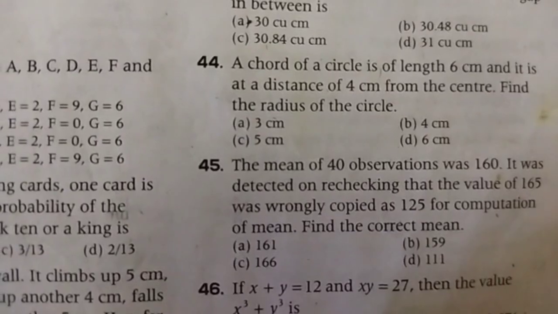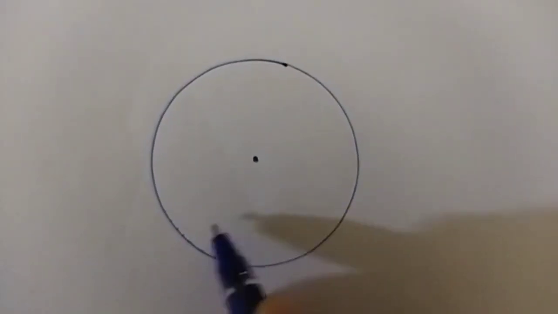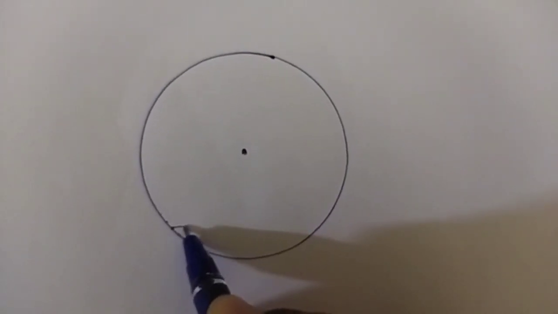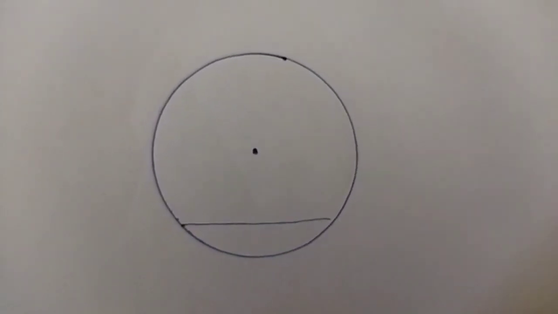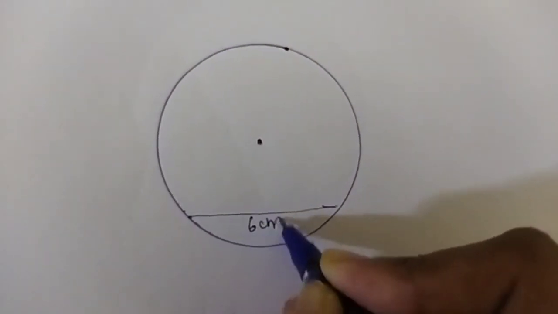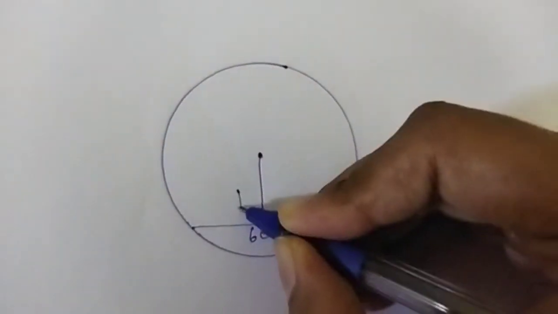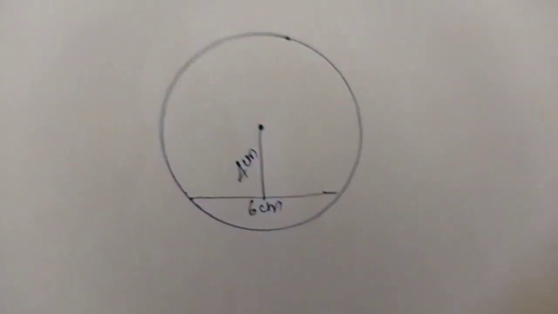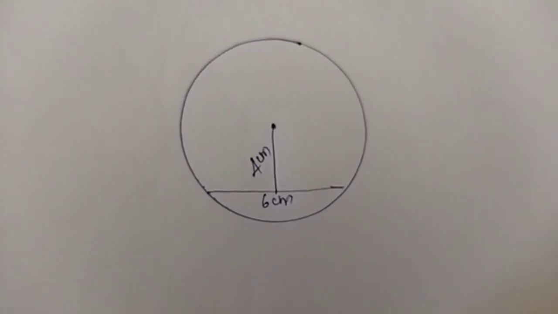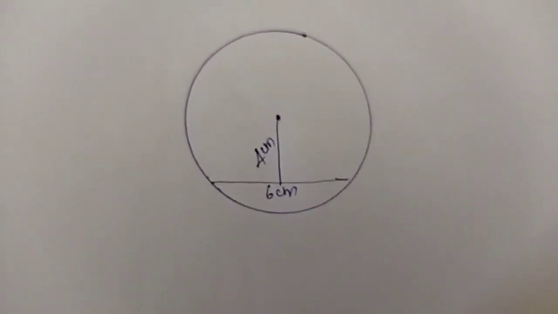So listen here. Let me take this as a circle and this is the center of the circle. Now I am drawing a chord. So this is the chord of the circle. This chord is 6 centimeter long, so the length of the chord is 6 centimeter and this chord is 4 centimeter from the center. Now I need to find what is the radius of this circle.